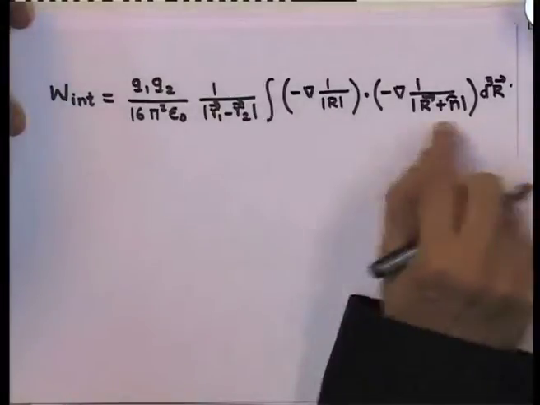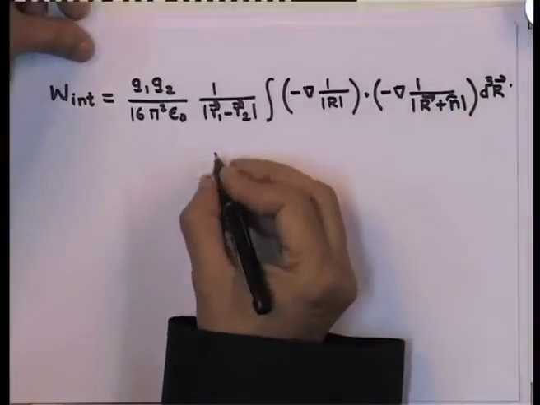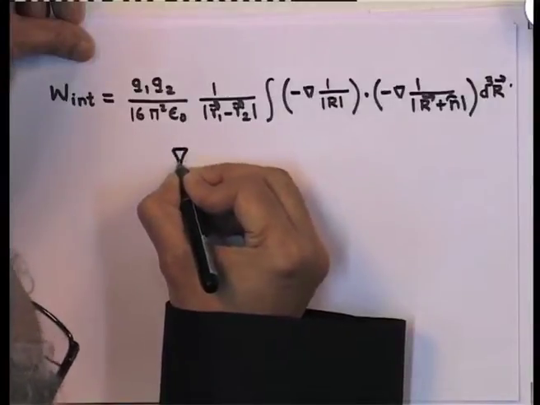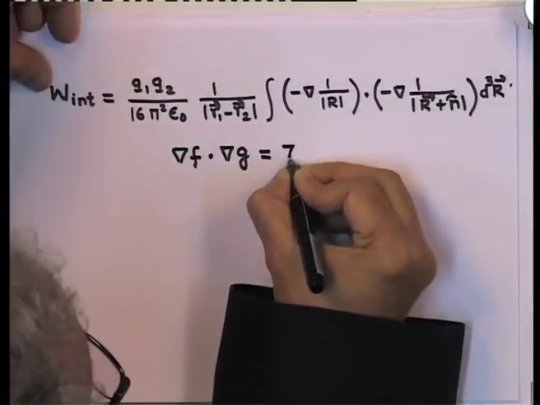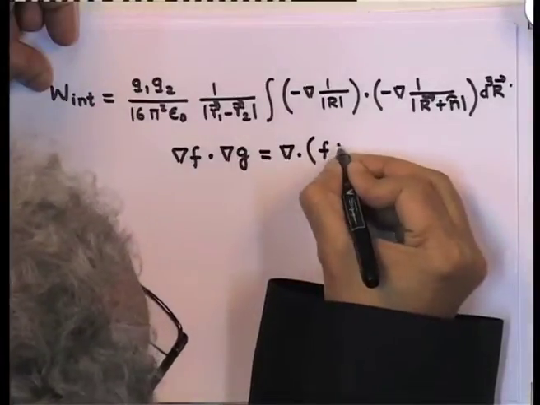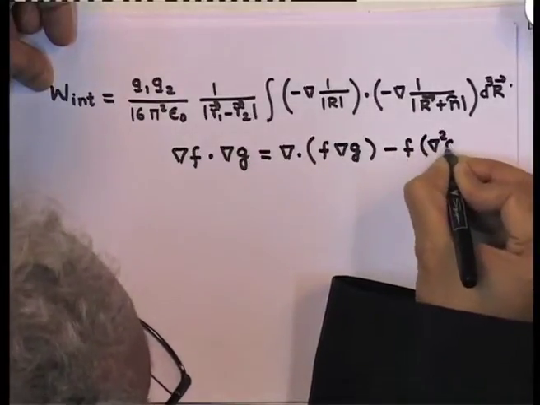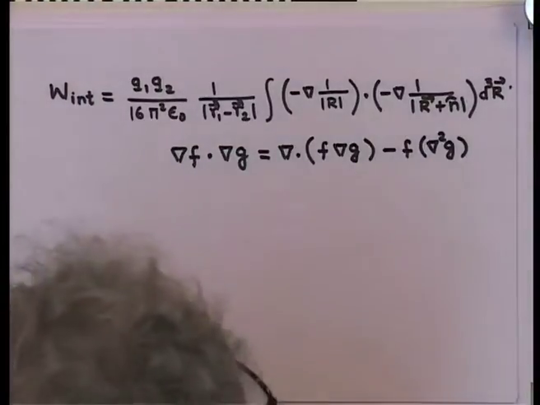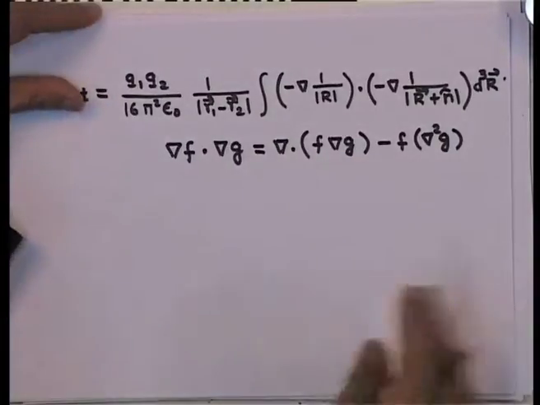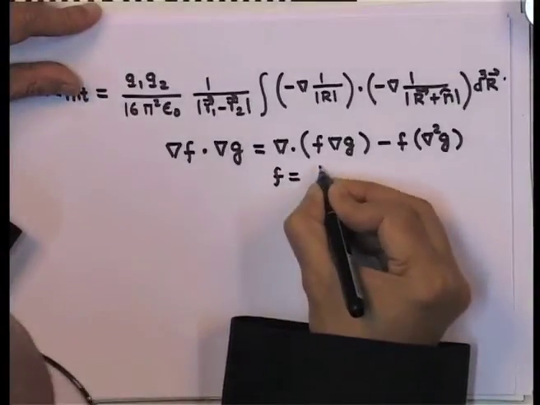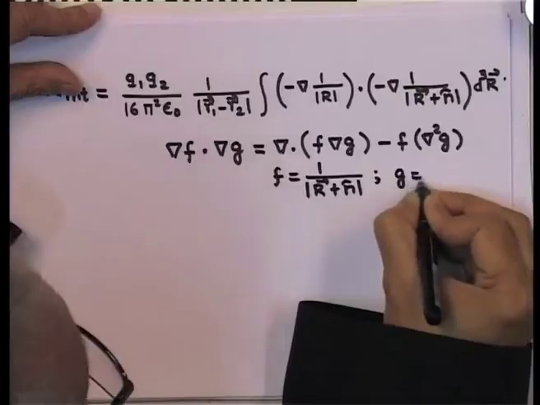Now, this expression I will try to simplify by using some vector algebra, and in doing so I am going to use an algebraic identity, which is gradient of f dotted with gradient of g is given by del dot of f times gradient of g minus f times del square of g. This can be trivially obtained by using chain rule differentiation on del dot of f times gradient of g. And I choose f equal to 1 over modulus of r plus n and g to be simply 1 over modulus of r.